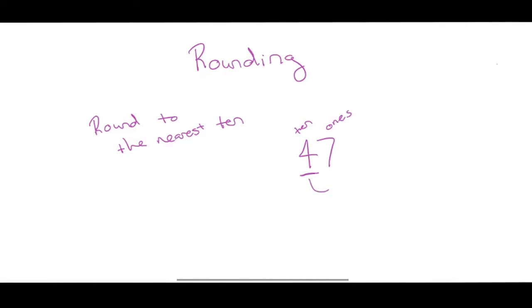And then I will look to the right of that 4 and I will notice that this is more than 4. If this digit is more than 4, then 4 gets 1 added to it. So 4 plus 1 is 5, and it becomes 50. 47 gets rounded up to 50.